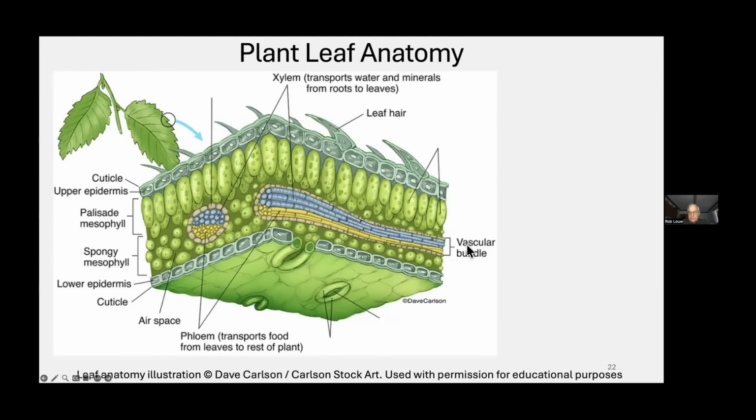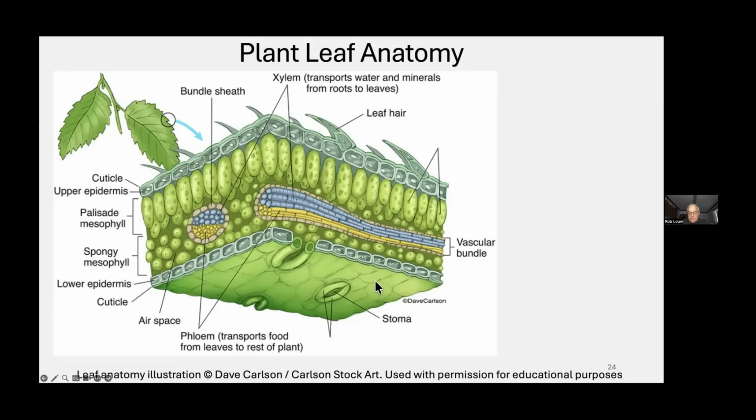We then move on to this vascular bundle, which is made of the phloem and the xylem, and it's protected by the bundle sheath cells. So this is the passageway for nutrients to get to the leaf and for products that are made in the leaf to be transported back to the rest of the plant.